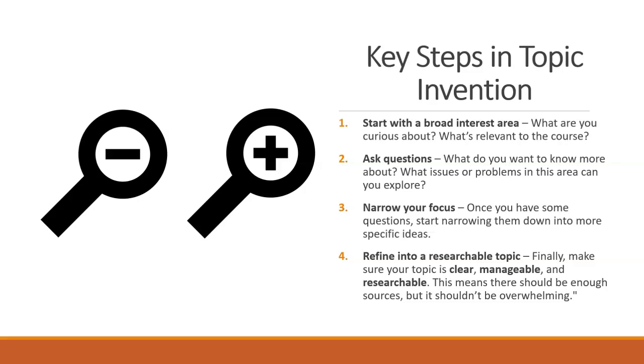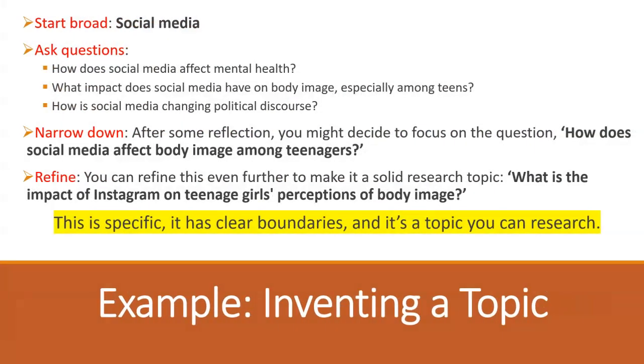Next, you narrow your focus even further. The more narrow a paper, the better the ultimate result of the research will be. Once you have some questions, start narrowing them down into more specific ideas. Finally, refine into a researchable topic. Make sure that your topic is clear, manageable, and researchable. This means that there should be enough sources, but it shouldn't be too overwhelming. Those are the key steps in topic invention. Now I want to show you an example.